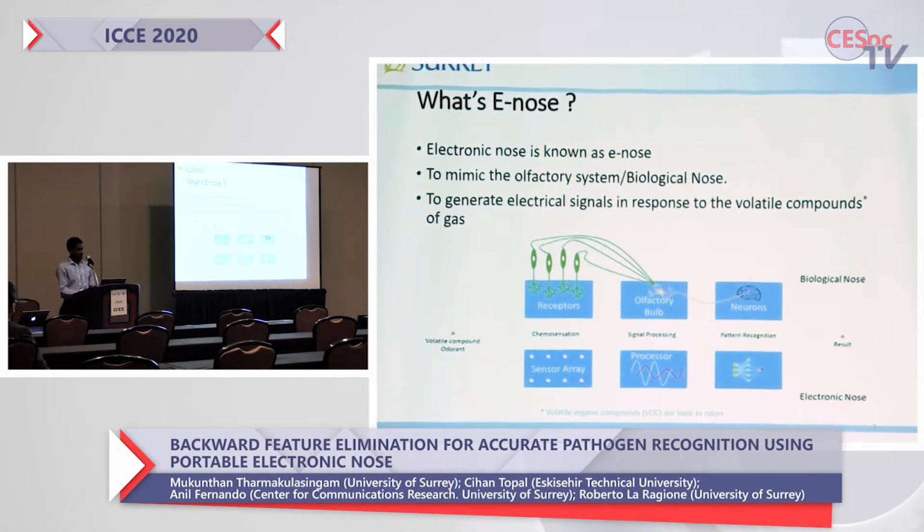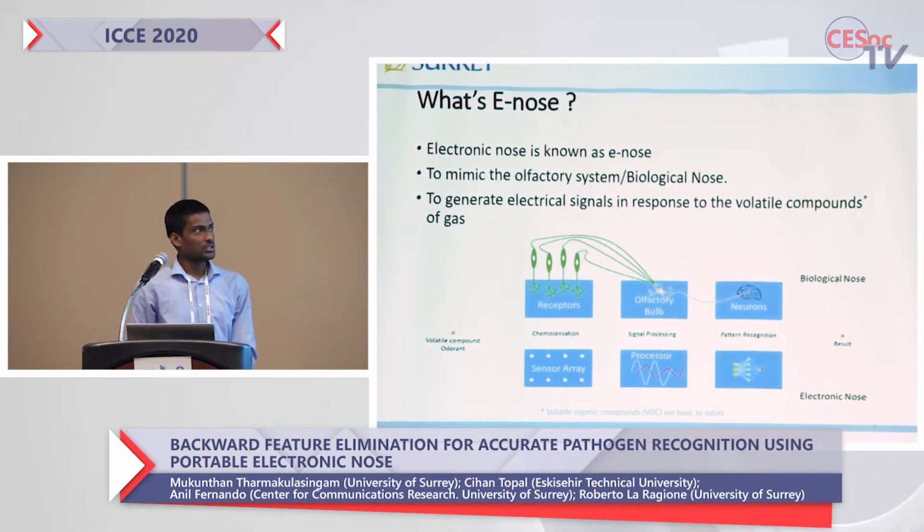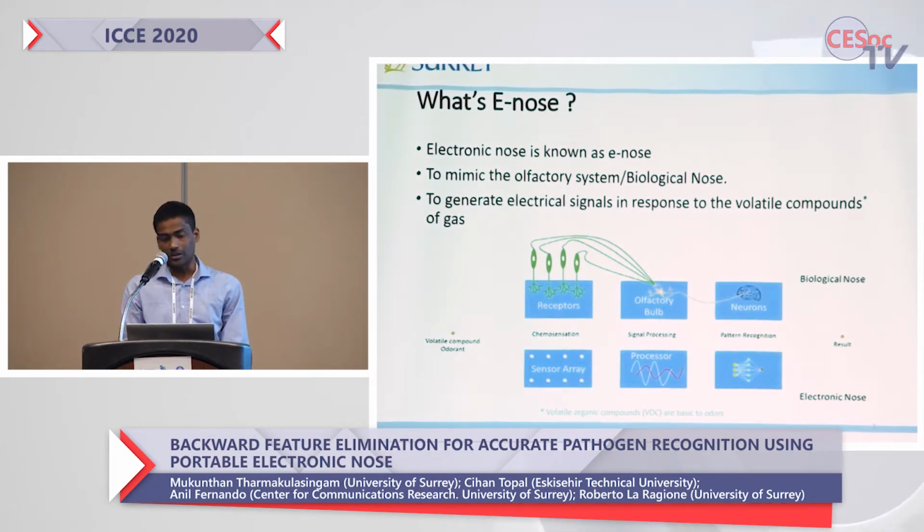First, what is e-nose? Electronic nose is known as e-nose. E-nose is used to mimic the olfactory system and biological nose. And e-nose generates electrical signals in response to the volatile components of gases. The volatile components of the gases are the basic parts of the odors. In a normal biological nose, we have three components: receptors, olfactory bulb, and neurons. Similar to that, an electronic nose has a sensors array and signal processing and pattern recognition units.